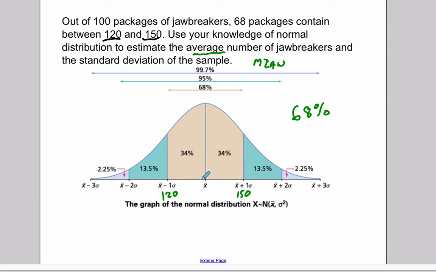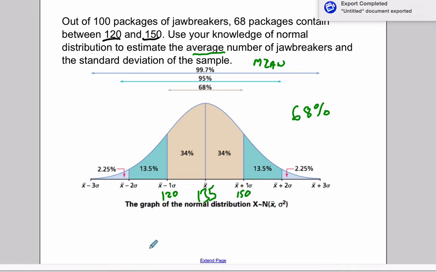So in the question, going back to this, we want to know what the mean is. Well, the mean is going to be halfway between 120 and 150, so this is going to be 135. So our mean number of Jawbreakers will be 135.